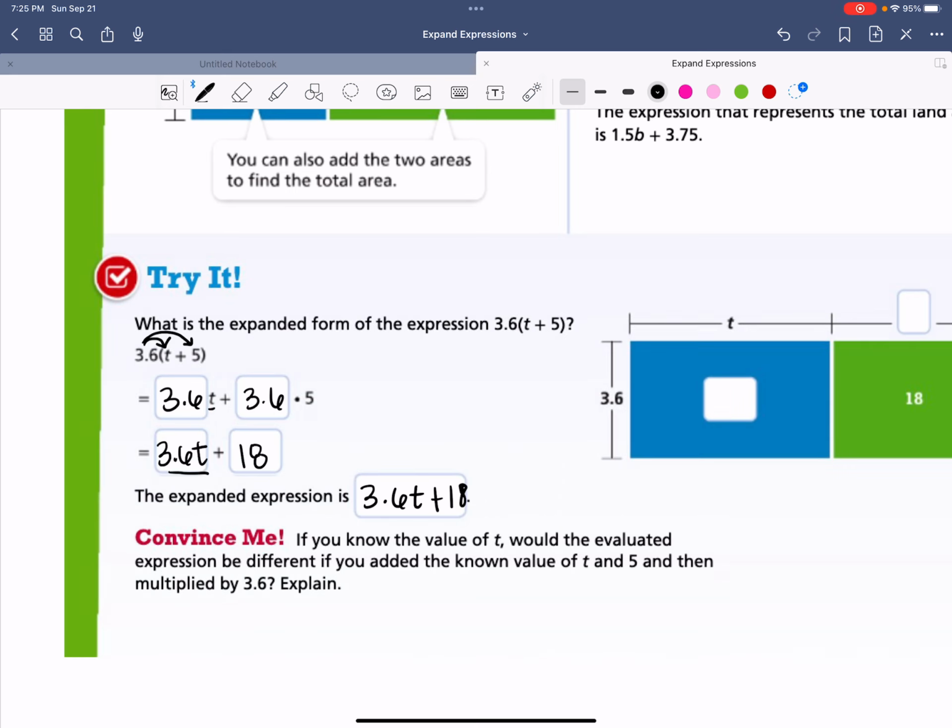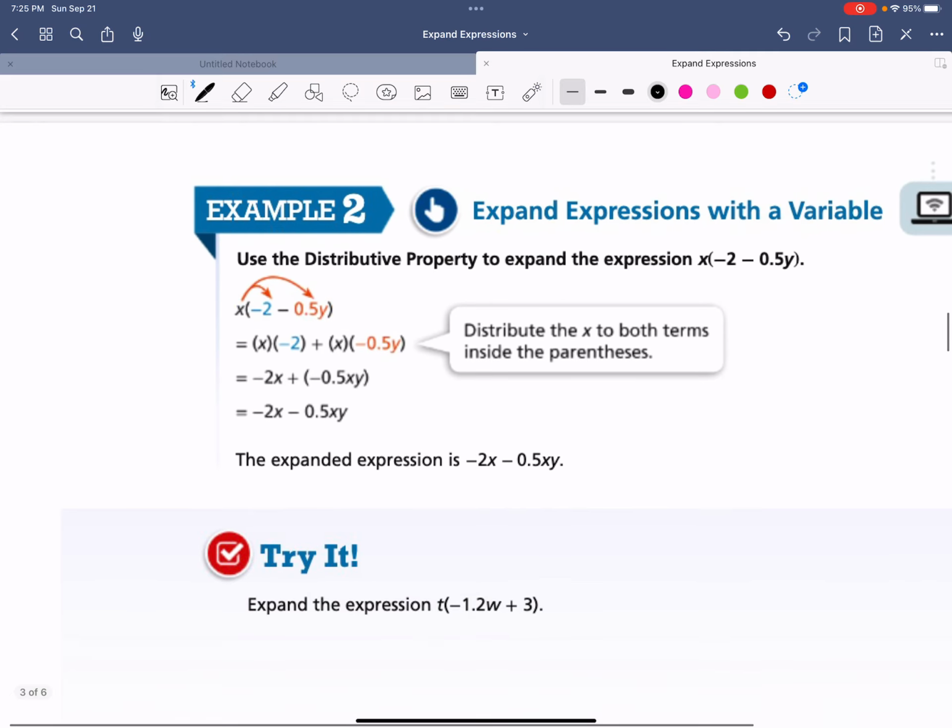So let's look at the convince me right here. It says, if you know the value of t, so what t represents, would the evaluated expression be different if you added the known value of t and 5 and then multiplied by 3.6? No, it would not be different, because then we would have just added those and multiplied them both by 3.6, because they would have been added together. So you would have got the same answer.